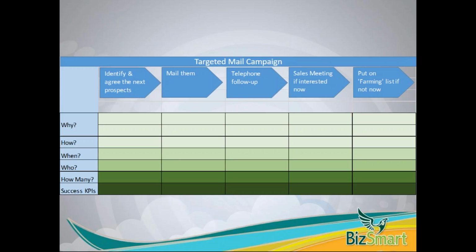We're going to put that in our diary, so that every first Monday of the month, that's when we're going to do that, for example. Who is it that's going to do it? Is it me as a business owner, or is it somebody else that I'm going to ask to do that? And then how many are we going to send out, and what are the success key performance indicators? If you did that for the targeted mail campaign, you've then got a nice little process to follow.